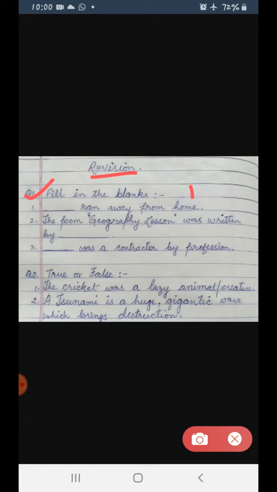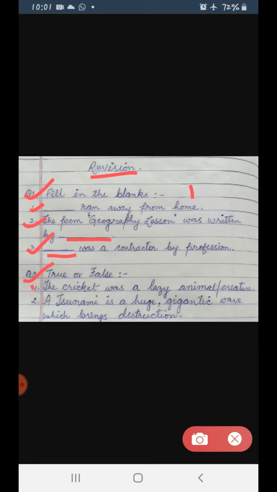Number 1 is dash ran away from home. Who was the person who ran away from home? It is taken from the chapter Children at Work. Number 2. The poem Geography Lesson was written by? You have to write the name of the poet here. Next, number 3. Dash was a contractor by profession. Here you have to write the name of the person who was a contractor by profession. Fine? Okay.